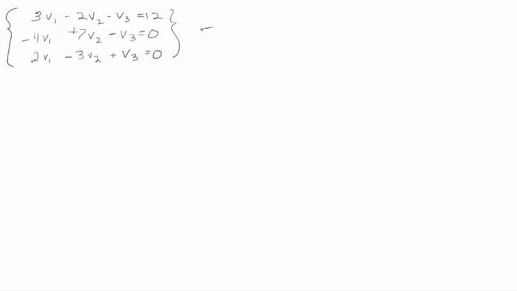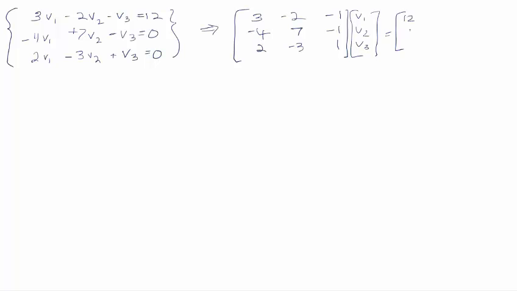We can write that in matrix form. So 3, minus 2, minus 1; minus 4, 7, minus 1; 2, minus 3, 1. Put it in some matrix brackets. My unknowns in order, V1, V2, V3, equals 12, 0, and 0.